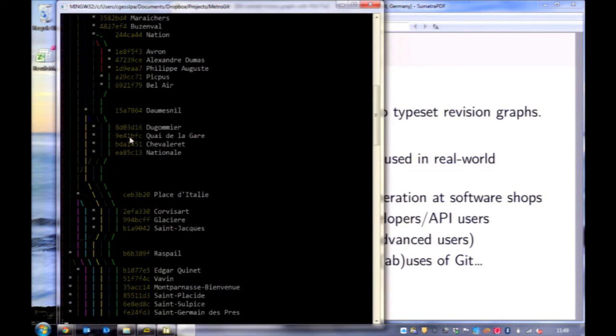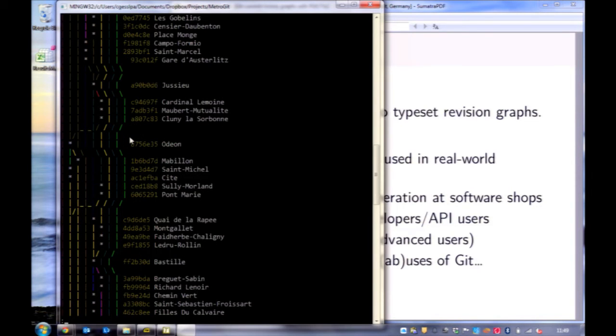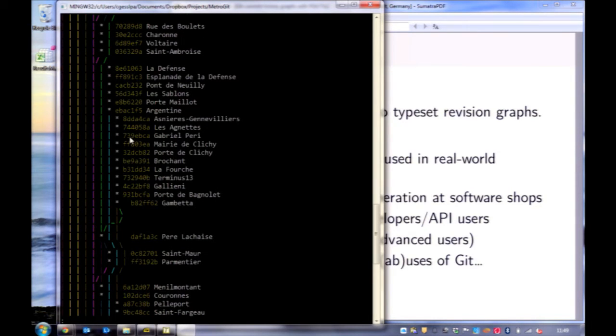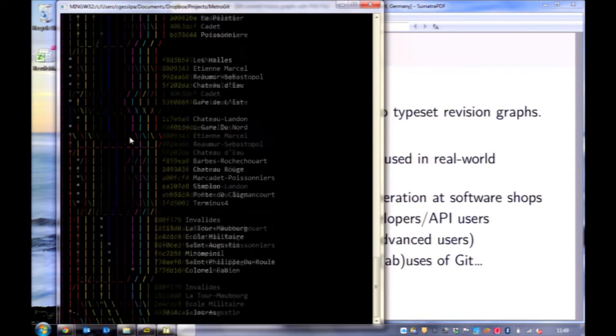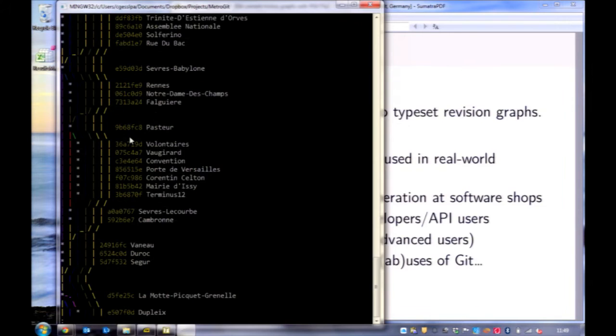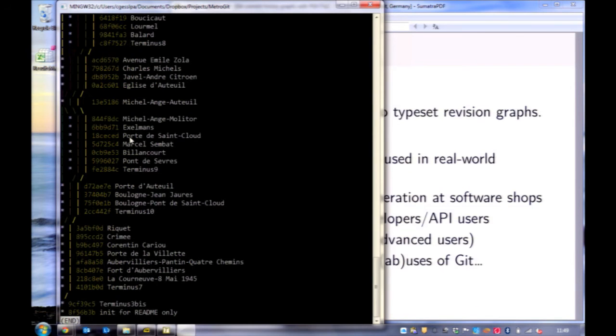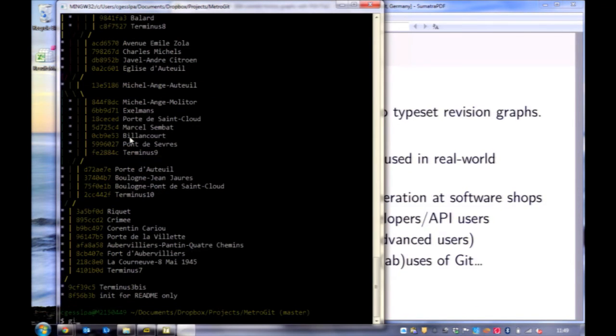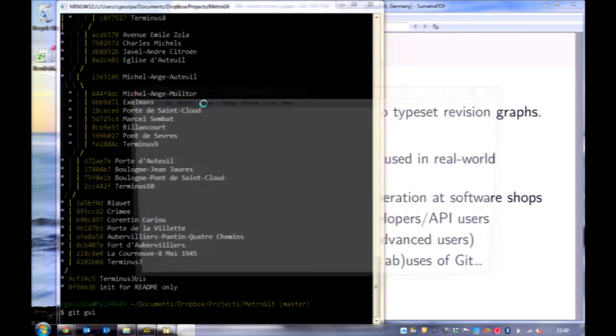And it goes on and on. You can see how many branches we have. So right now we can browse this information in a command in a terminal. And we can also go to a GUI representation of it.